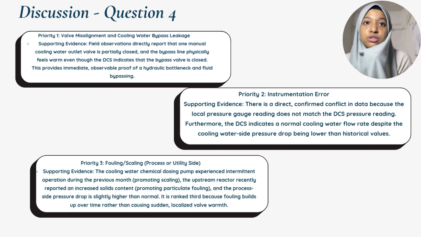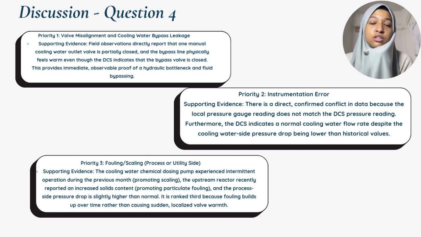The cooling water chemical dosing pump experienced intermittent operation during the previous month. The upstream reactor recently reported an increased solid content and the process side pressure drop is slightly higher than normal. It is ranked third because fouling builds up over time rather than causing sudden, localized valve warmth.